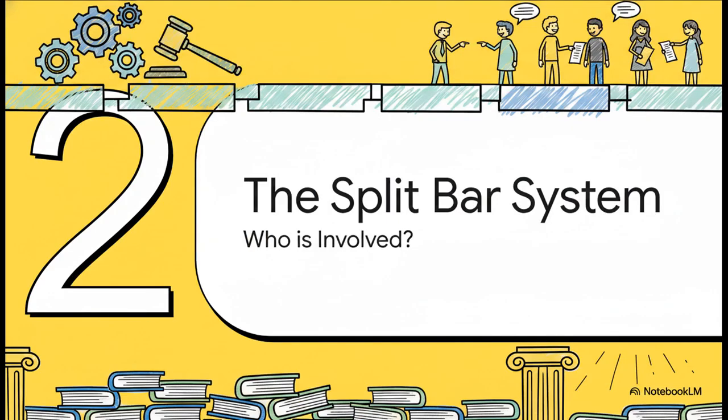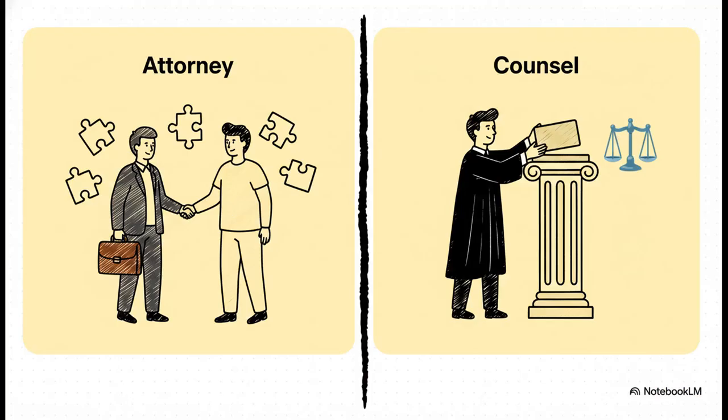Moving right along to part 2, the split bar system, and figuring out exactly who is involved. Now this is really fascinating because it illustrates a strict dividing line in South Africa's traditional legal practice. On one side, you have the attorney. They're your primary lawyer, they deal directly with you, the public and the client, they gather up all the evidence, and they manage the day-to-day running of the case.